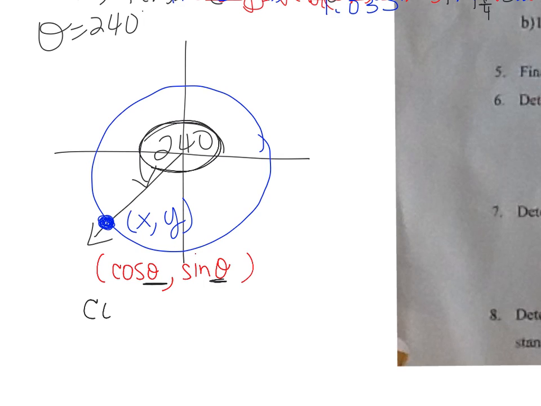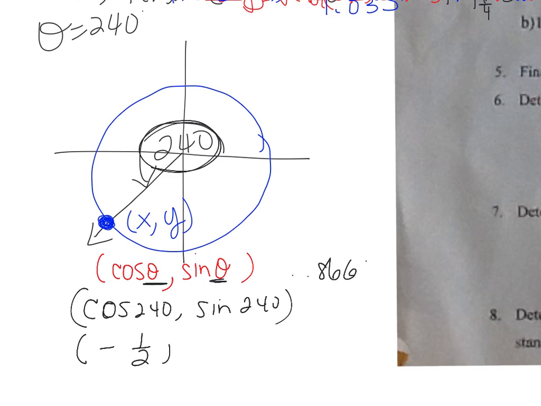So it's cosine 240 comma sine 240. Just plug those into the calculator. Cosine 240 comes out to be negative 1/2, and that makes sense because my x value is negative in quadrant 3. And sine 240 is negative 0.8660, and you have to remember that that's negative the square root of 3 over 2.